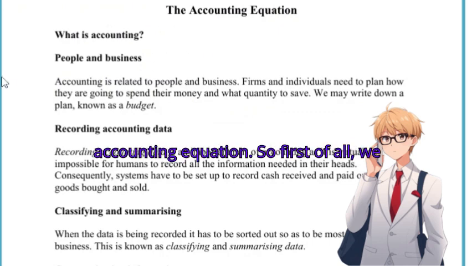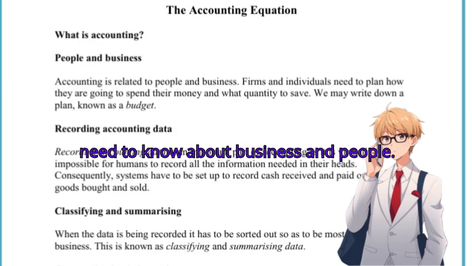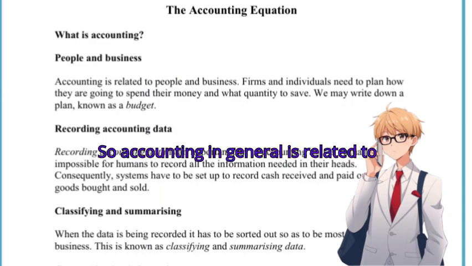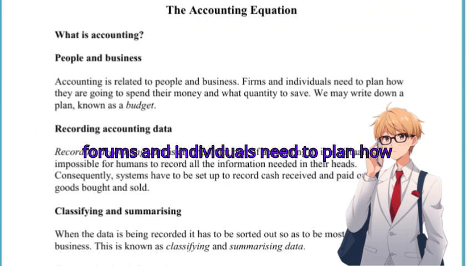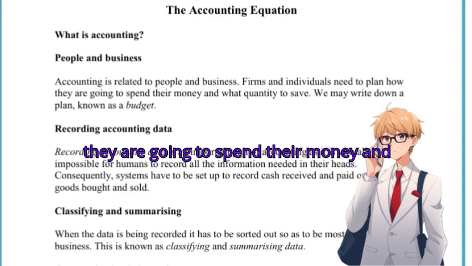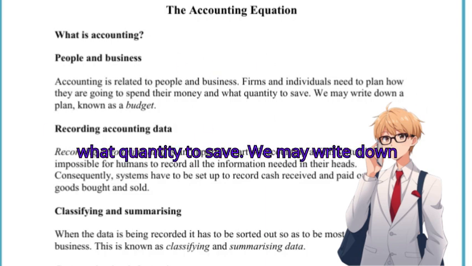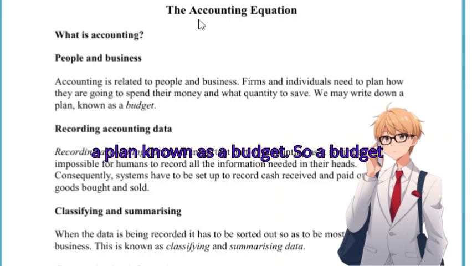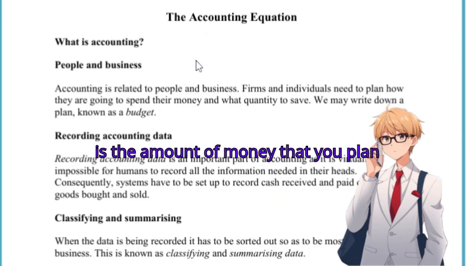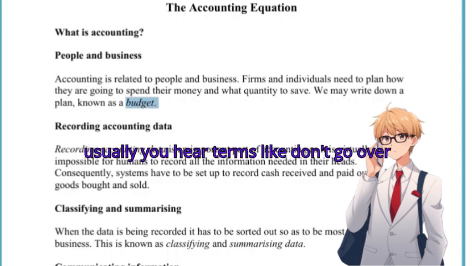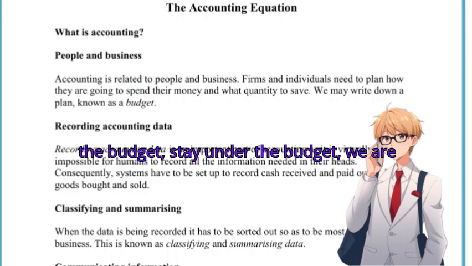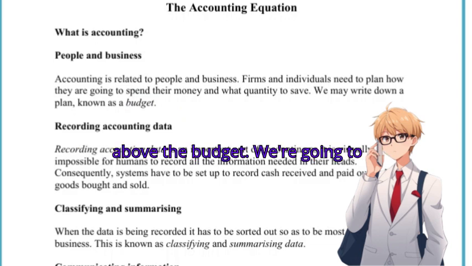So let's deal with the accounting equation. First of all, we need to know about business and people. Accounting in general is related to businesses and people. Firms and individuals need to plan how they are going to spend their money and what quantity to save. We may write down a plan known as a budget. A budget is the amount of money that you plan to spend, basically, and it's like a strategy that businesses use. You usually hear terms like "don't go over the budget," "stay under the budget," "we're above the budget." We'll go into what that exactly is.